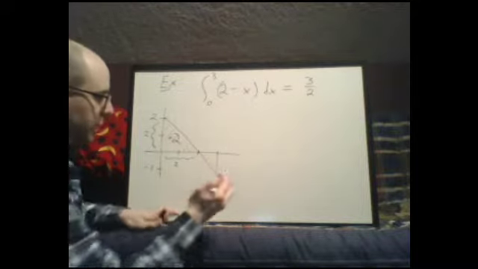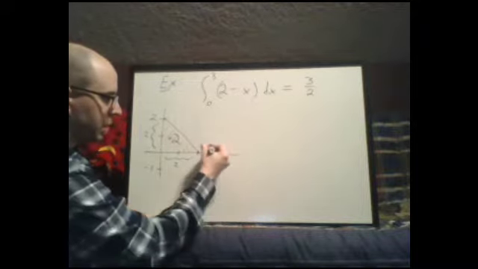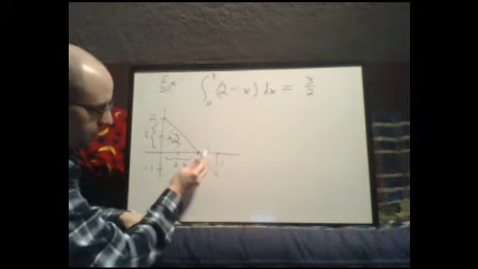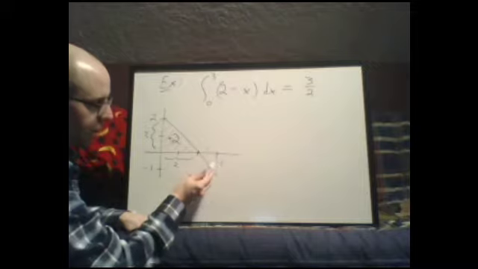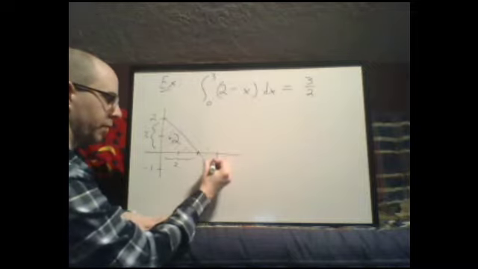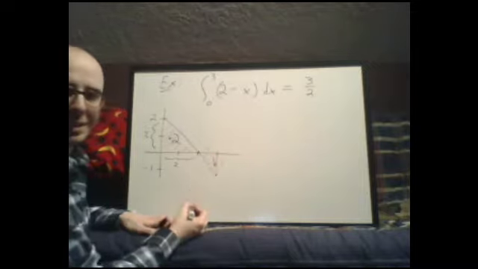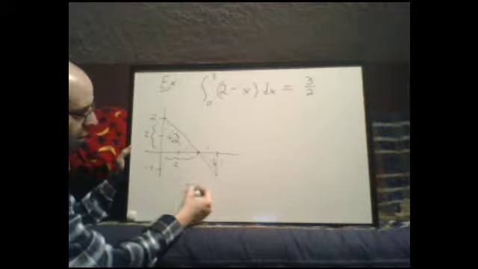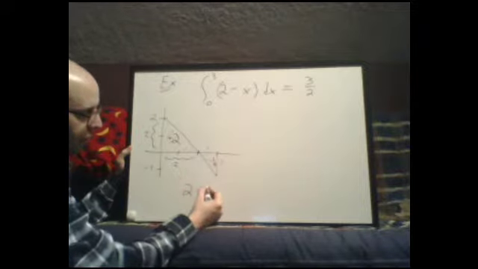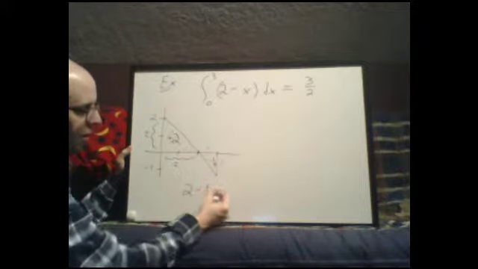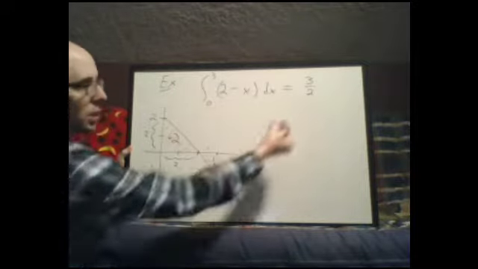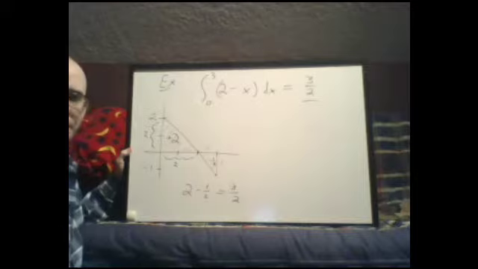That's a triangle. Its height is 1, its base is 1. So 1/2 base times height. Base times height is 1 times 1. 1/2 will make this a 1/2 area. But it's a negative area because it's below the x-axis. So my net area would be a positive 2 and a negative 1/2. So 2 minus 1/2, that's 4 over 2 minus 1 over 2, that's 3 over 2. That's exactly what we got here with our computation.